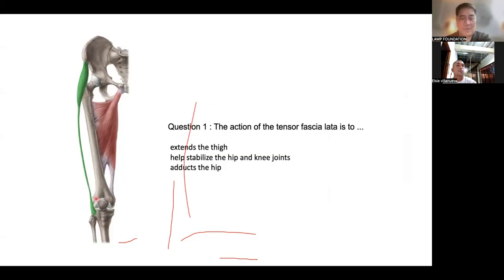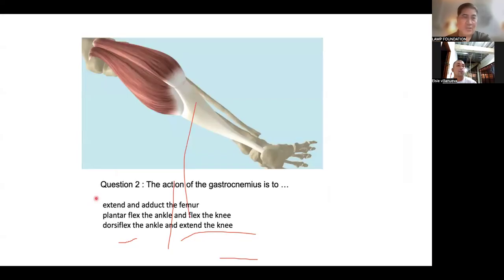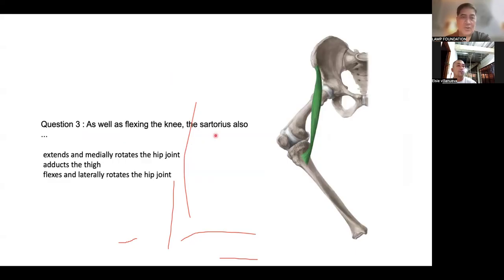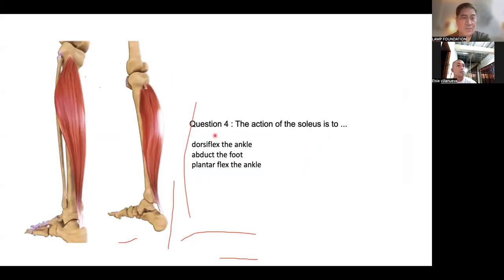Locate your tensor fascia lata. Hip and knee joints. Action of gastrocnemius: plantar flex the ankle and flex the knee. The sartorius, aside from flexing the knee, will also flex and laterally rotate the hip joint. The action of the soleus is to plantar flex the ankle. Para kang nagtitiptoe, no?